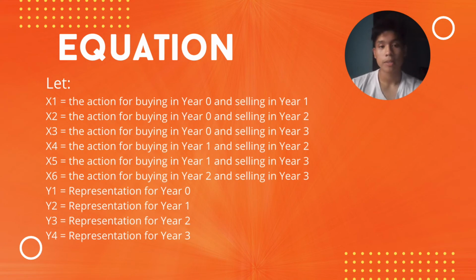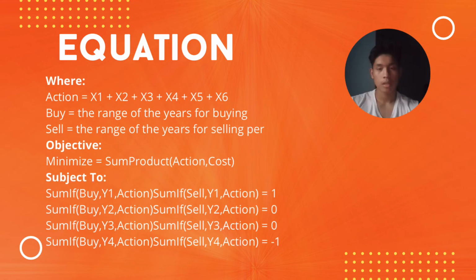y1 equals representation for year 0. y2 equals representation for year 1. y3 equals representation for year 2. y4 equals representation for year 3. Now, action equals x1 plus x2 plus x3 plus x4 plus x5 plus x6. Then buy equals the range of the years for buying. Then sell equals the range of the years for selling. Then, for objective, minimize equals SUMPRODUCT(action, cost).